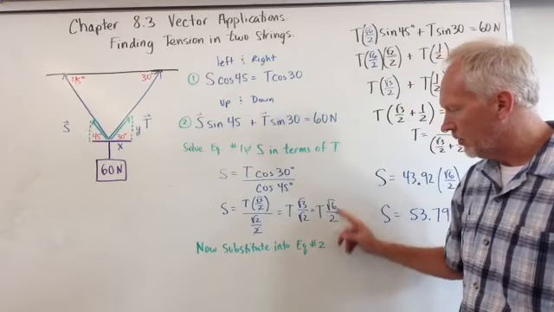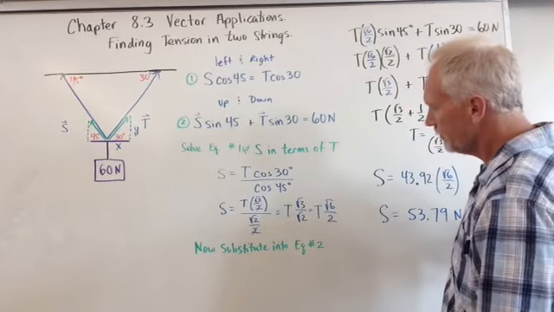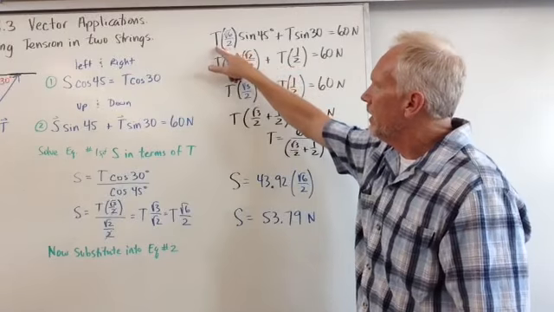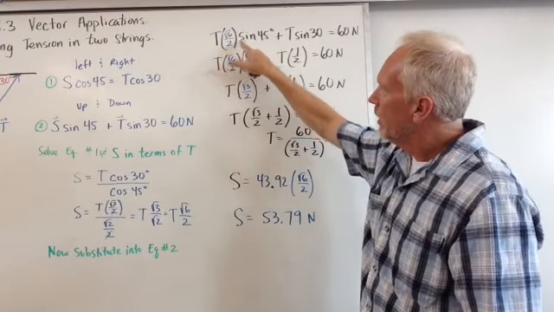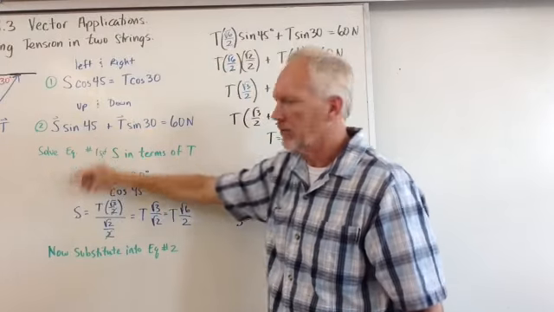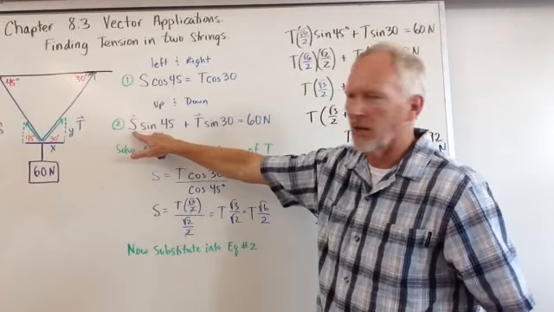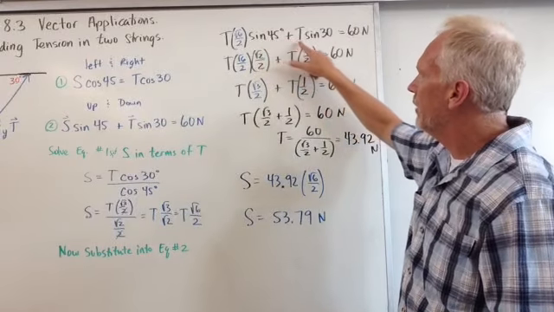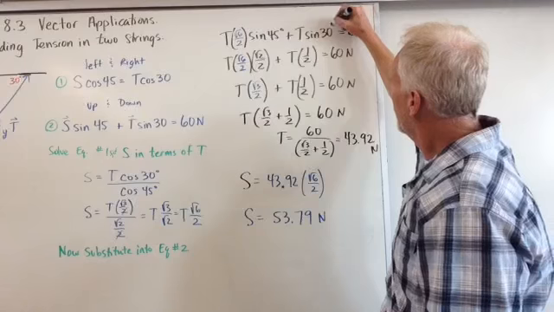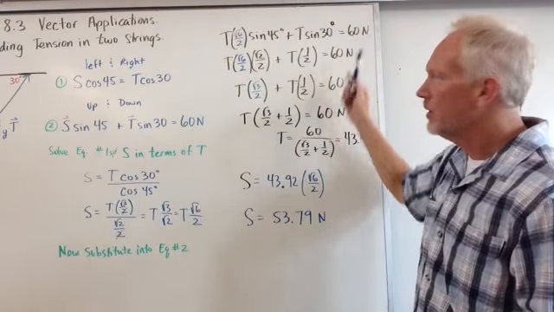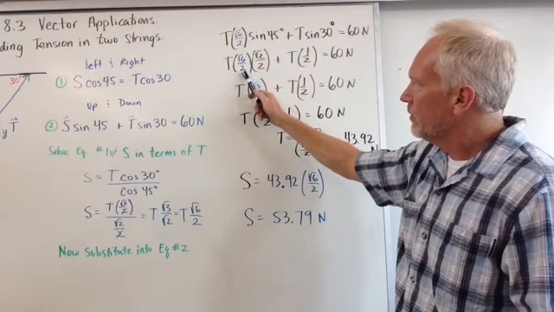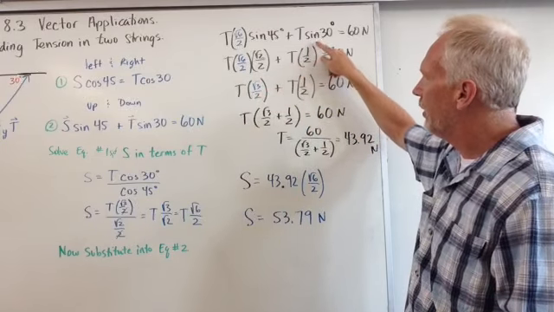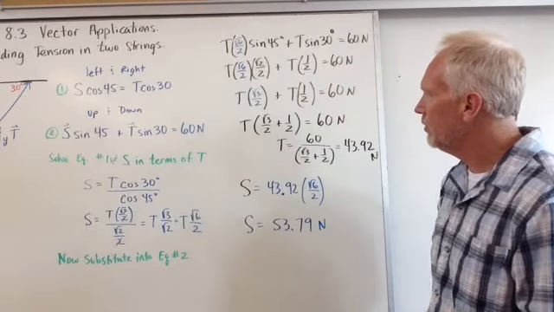What do we do next? Now we want to substitute what we have into equation number 2. T times root 6 over 2, because that was S, times the sine of 45 degrees, plus T times the sine of 30 degrees, is equal to 60 newtons. The sine of 45 is root 2 over 2, and the sine of 30 is 1/2. So T times root 6 over 2 times root 2 over 2, plus T times 1/2, equals 60 newtons.